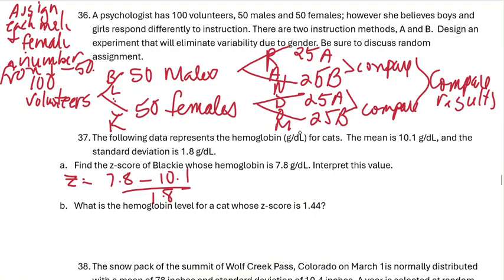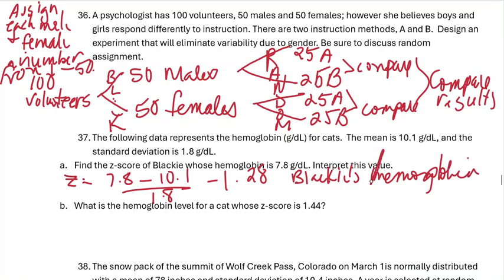And so you get negative 1.28. That's your z-score, negative 1.28. So this means Blackie's hemoglobin, this pen is really freaking out. This is supposed to be an H. Blackie's hemoglobin is 1.28 standard deviations below the mean. That's all the interpretation is.